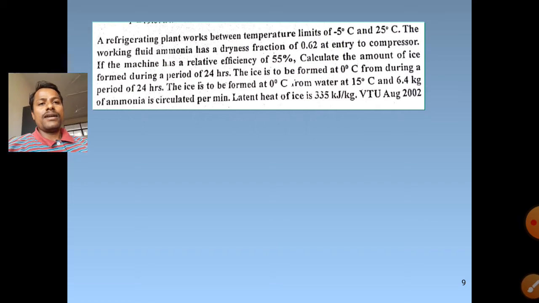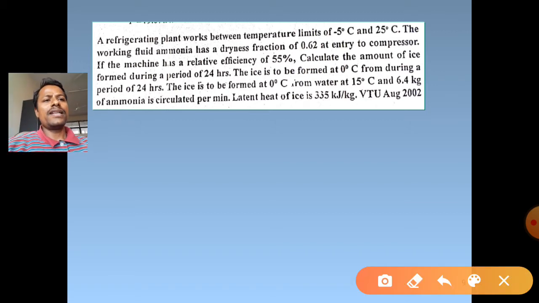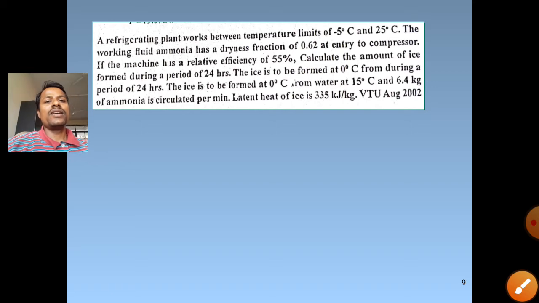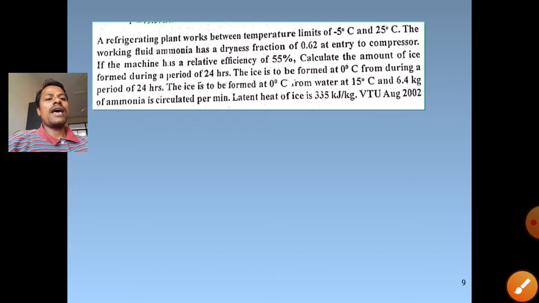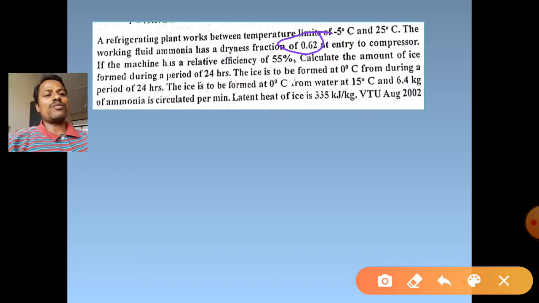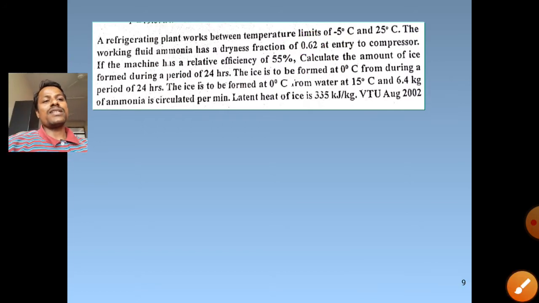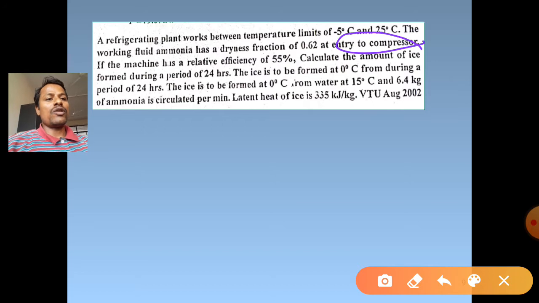Hence, let us discuss one problem on such type of cycle. I will read the problem statement. A refrigeration plant works between temperature limits. In this problem statement he has given temperature limits minus 5 degrees Celsius, this is evaporator temperature, then 25 degrees Celsius, that is condenser temperature. The working fluid is ammonia. The refrigerant he has given is ammonia, which has a dryness fraction of 0.62. Just observe here, at the inlet of the compressor the ammonia condition is only 62% dry, means it is very wet refrigerant which is entering the compressor.